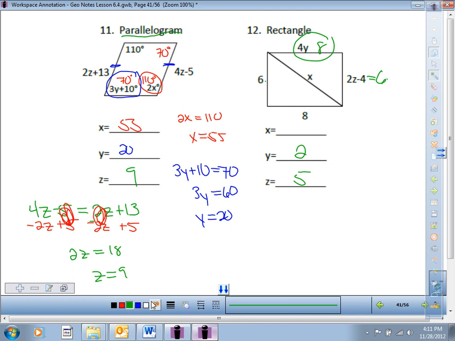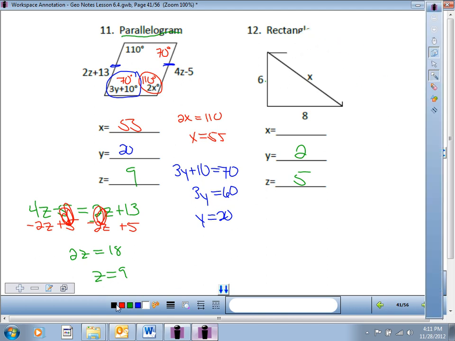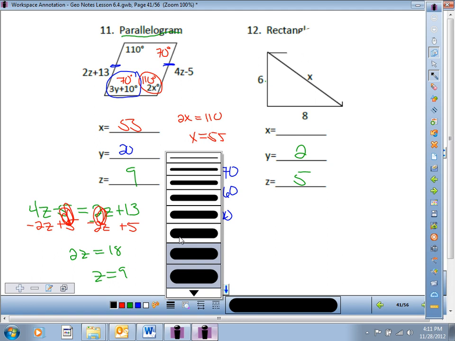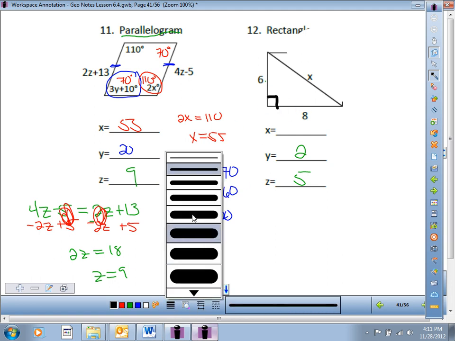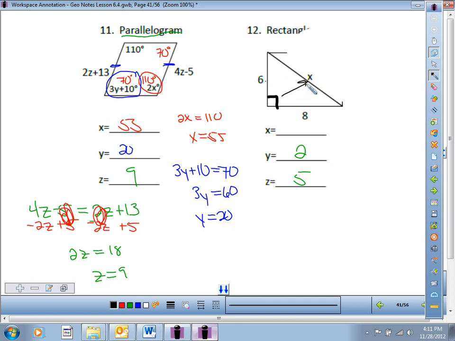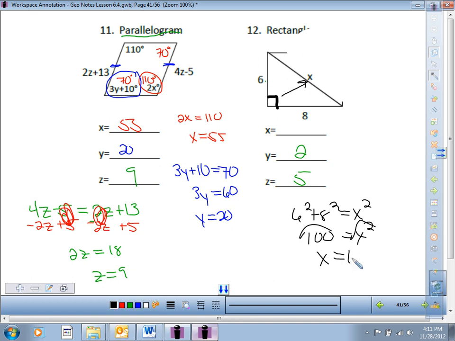Now the one I really wanted to look at was the last part of this, finding y. If we look at that, I see a right triangle. Within that right triangle, I know that this is a right angle, and this is my hypotenuse. So when we set this up, it should be 6 squared plus 8 squared equals x squared. That's 100 equals x squared. Square root, x is 10.